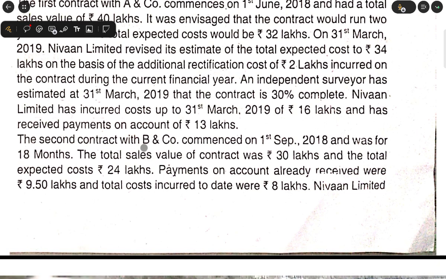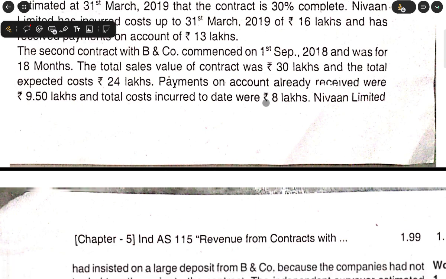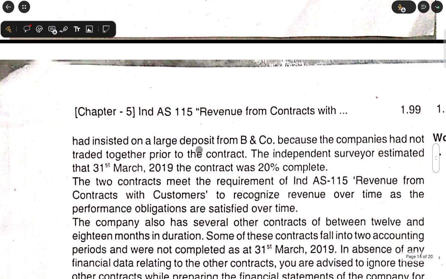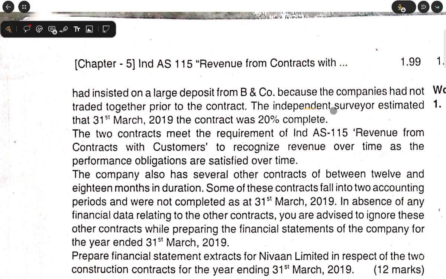The second contract commenced on 1st September for 18 months. The total sale value of the contract is 30 lakhs and the total expected cost is 24 lakhs. Payment on account already received is 9.5 lakhs and the total cost incurred to date is 8 lakhs. The independent survey estimates that on 31st March the contract is 20% complete.